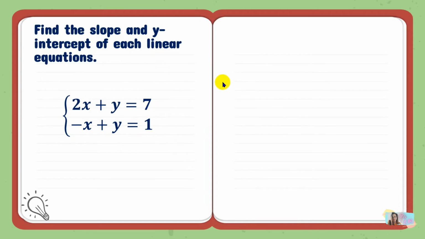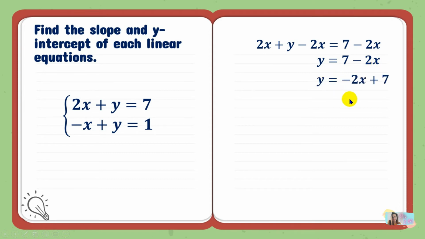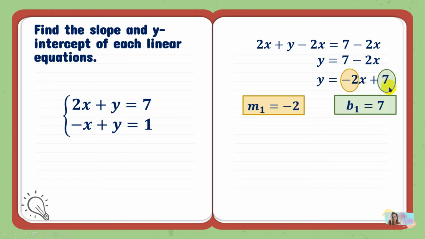For our first linear equation, we have to add the additive inverse of 2x, and that is negative 2x. We're going to have y is equal to 7 minus 2x, and then i-rewrite na lang natin siya where the first term here on our right side of the equation is the term with the x variable. So magkakaroon tayo ng y is equal to negative 2x plus 7. And the slope here is the term beside our x variable, and that is negative 2. So that's our first slope. And then for the y-intercept, we have the constant here, which is positive 7. So we have m sub 1, or the first slope, which is negative 2, and then b sub 1, which is the first y-intercept, which is positive 7.